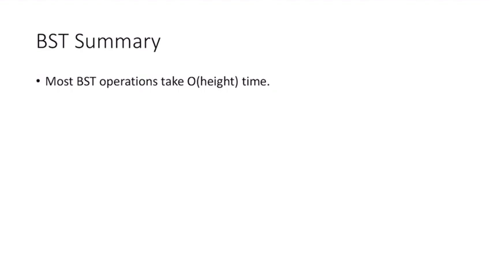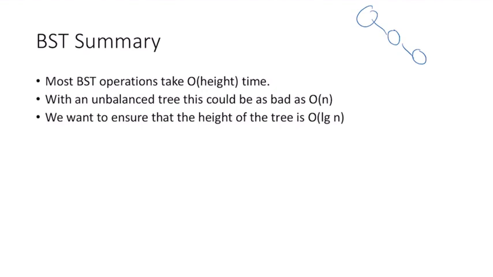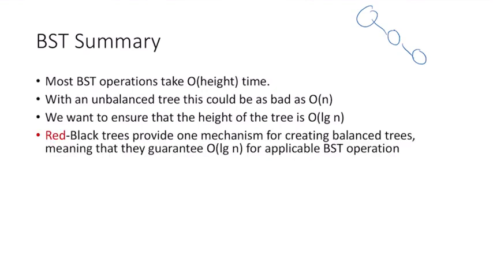Okay, so here's our summary. Most binary search tree operations take big O of the height of the tree in time. With an unbalanced tree, this can be as bad as big O of n. So if this is a very lopsided tree, we want to ensure that the height of the tree remains big O of log n. There are a number of different ways to do that.